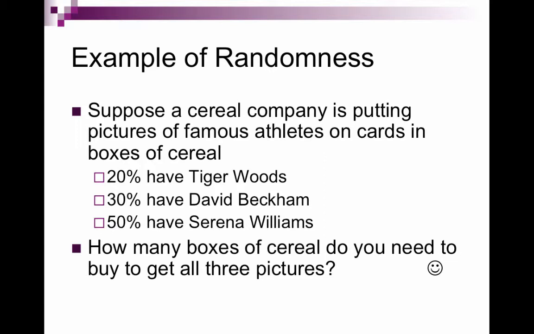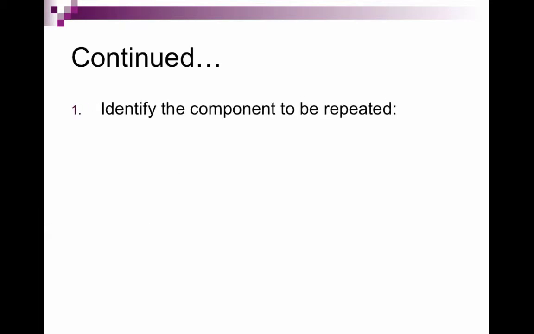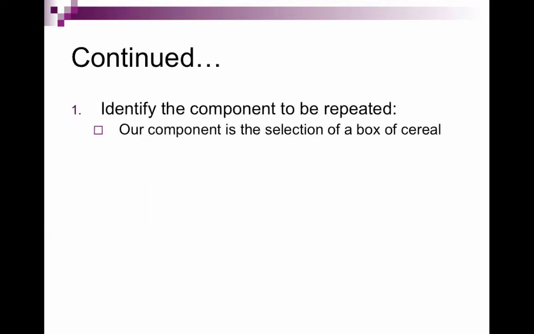Now, in reality, we would go out and buy boxes of cereal until we got all three. However, that would cost a lot of money. So what we would do is a simulation instead, simulating this event. In order to simulate this, we first identify the component to be repeated. Our component is selecting a box of cereal. So picking out one box, that's a component.